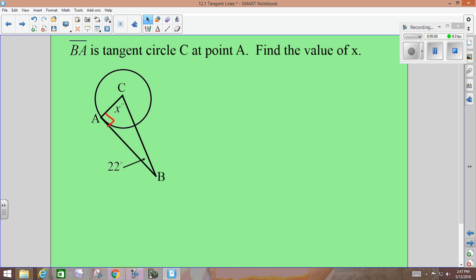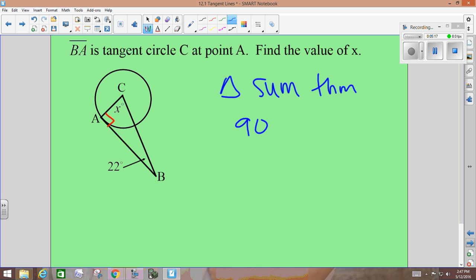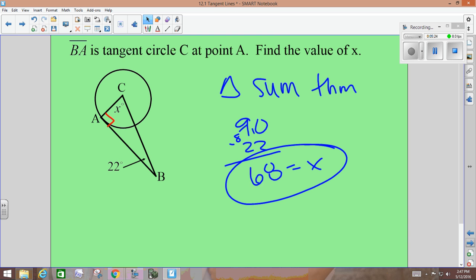Kendra, how are we going to find the value of x then? Good. Use the triangle sum theorem? Yeah, awesome. Triangle sum theorem says that all three angles have to add up to 180. $68. Good on number one. Okay. Tangent and a radius are going to form a right angle.